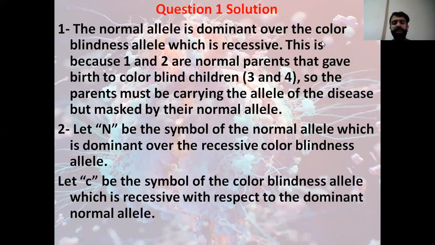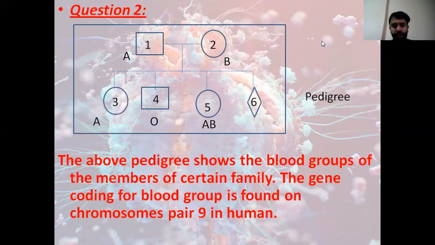Okay? Now let's move to question number 2. This is an important question, so pay attention. Here we have this pedigree. The above pedigree shows the blood groups of the members of a certain family. The gene coding for blood group is found on chromosome pair number 9 in humans.